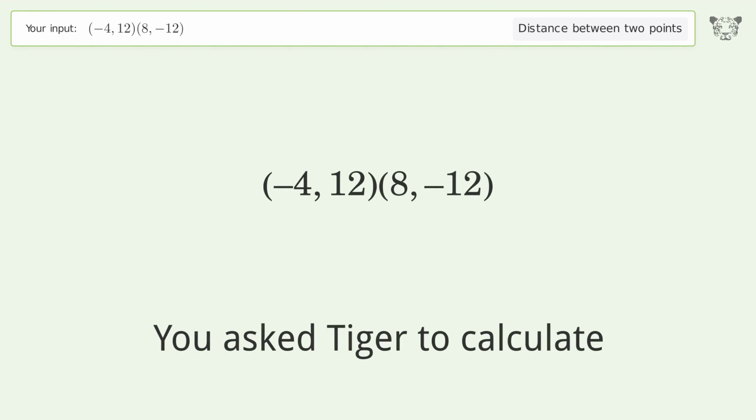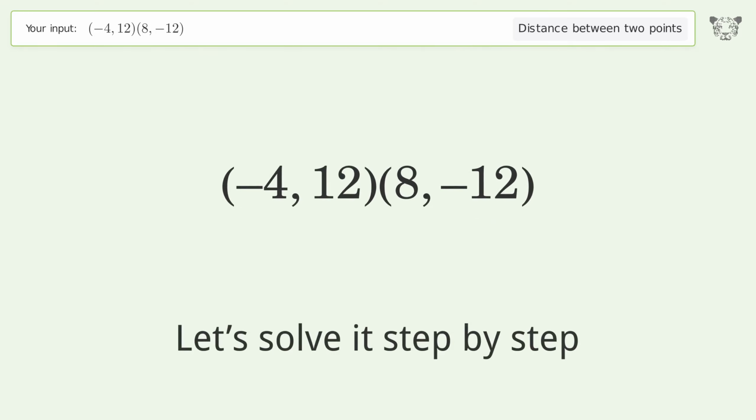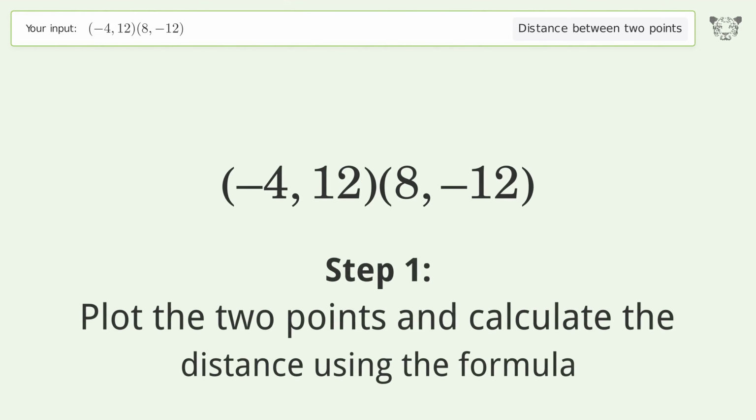You ask Tiger to calculate. This deals with the distance between 2 points. The distance between the 2 points is the square root of 720, or 26.833. Let's solve it step by step. Plot the 2 points and calculate the distance using the formula.